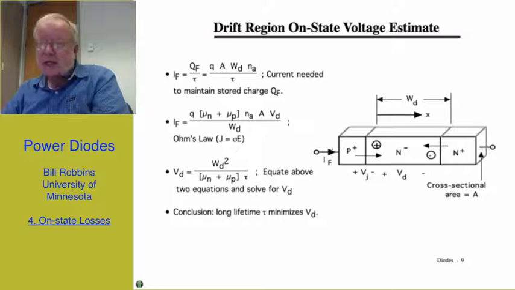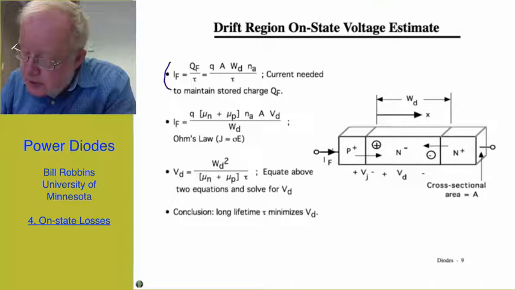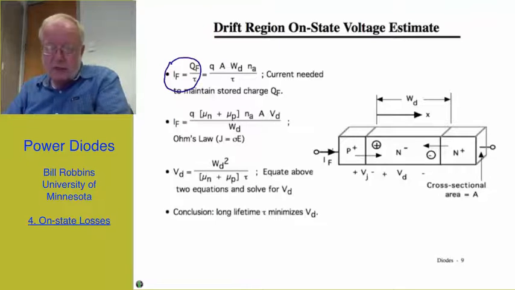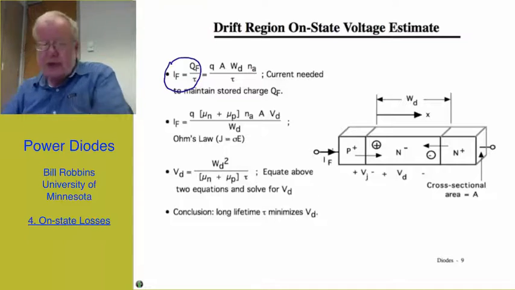And so in a steady state non-equilibrium situation where we have a constant forward current, the forward current simply replaces those charges that disappear because of recombination. So I sub f is basically Q sub f over tau, and that can be made more explicit if we know the average density of the excess carriers, n sub a, times W sub D, which is the volume, and I know the lifetime. We can write the forward current in terms of this stored charge formalism.